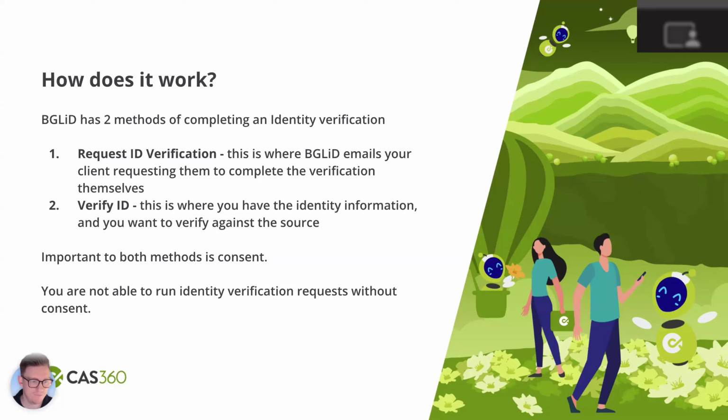The second one is verify ID. This is where you, for example, have the ID in front of you. Maybe you're in a meeting with the client themselves and they pass you their ID. Well, if they do that, you can go into BGLiD, into CAS 360 or Simple Fund 360, type in the ID information and click verify. And again, you get the instant result.